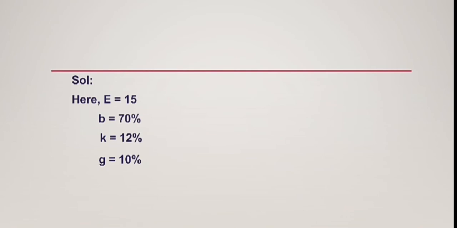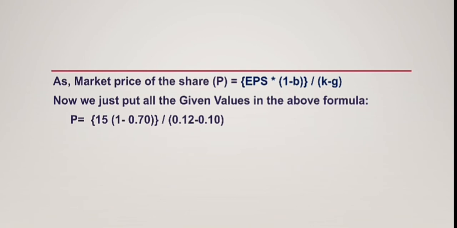So we just have to use the first formula, that is EPS multiplied by 1 minus B, divided by K minus G. So here E is equal to 15 per share, B is 70%, that can be written as 0.70, and K is 12% and G is 10%. Now, the market price of share P equals EPS multiplied by 1 minus B divided by K minus G. First of all we have to write the formula. Now we just put all the given values in the above formula.